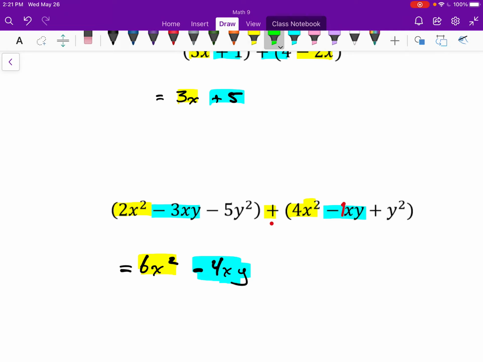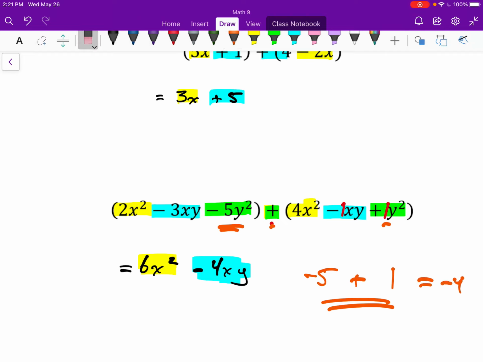That leads me to my y squared terms. I have minus 5y squared here plus another y squared. And again, I can put a 1 in the front, and quite often that's helpful. So I have minus 5y squared plus a positive 1. So minus 5 plus 1 is what I really need to think about here. Minus 5 plus 1 is negative 4. So minus 5y squared plus 1y squared is minus 4y squared.